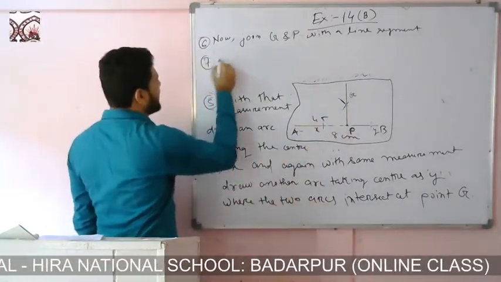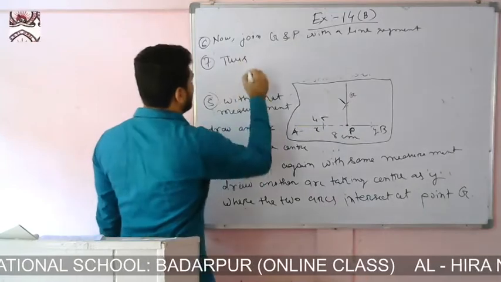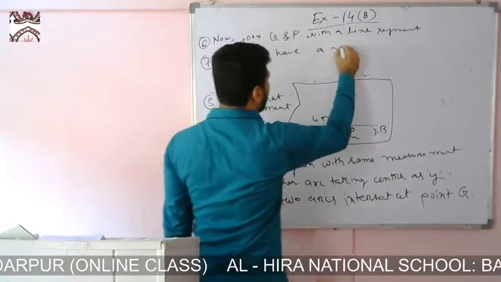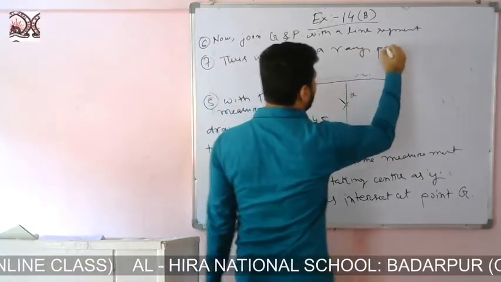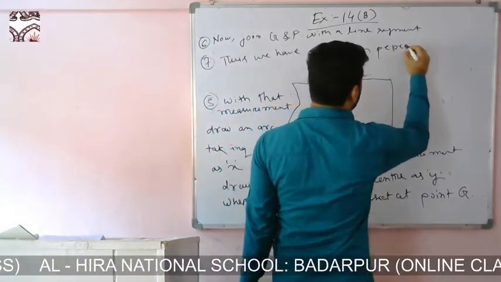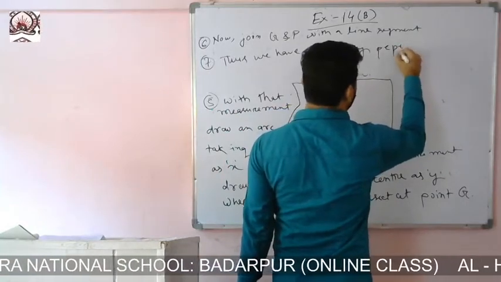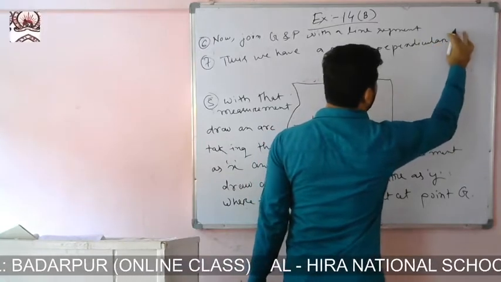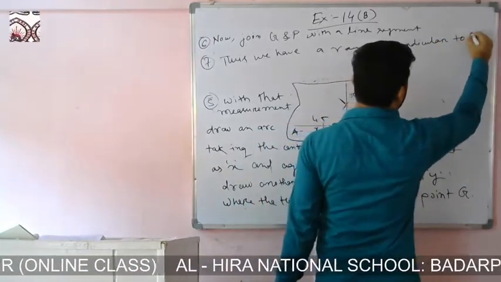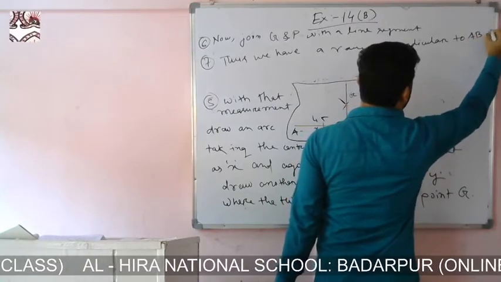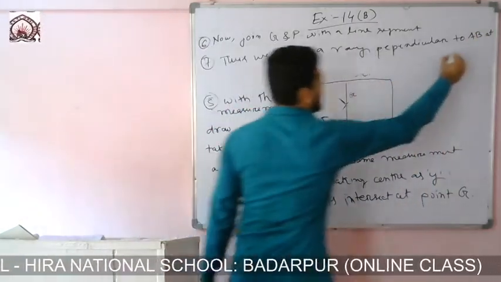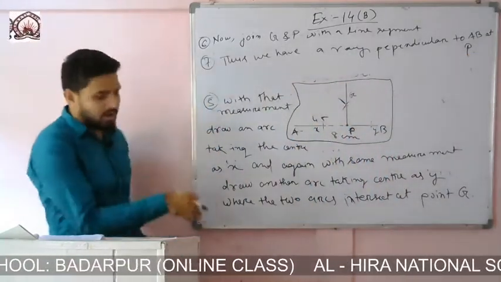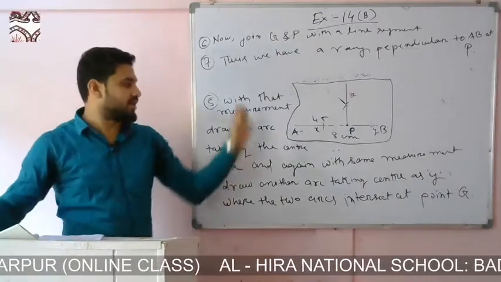Okay, number 7, thus we have a ray perpendicular to AB at point P. Okay, at P. So this was the construction.